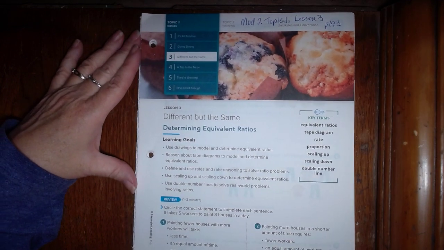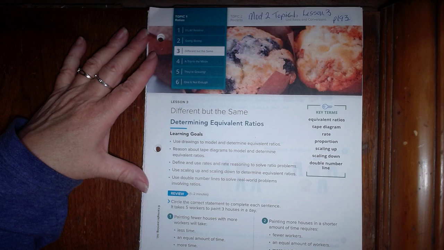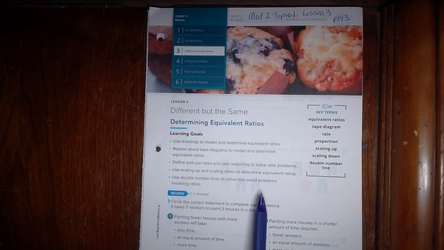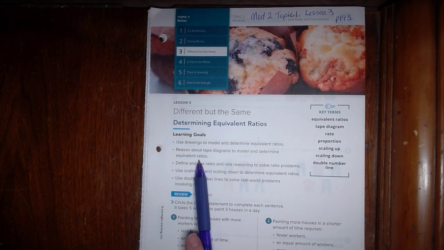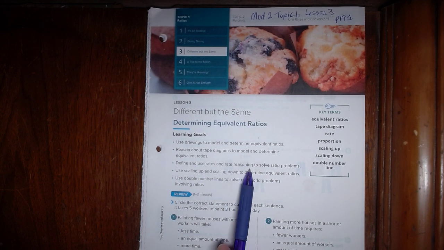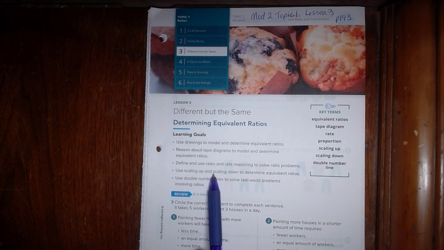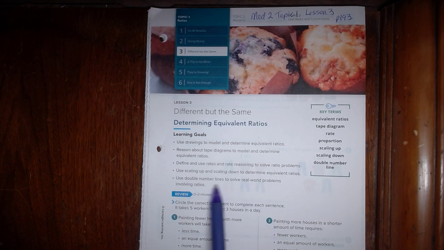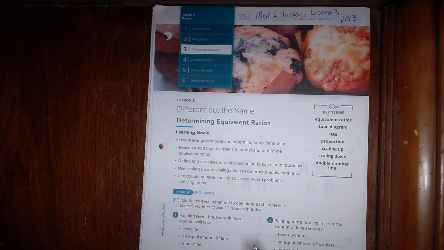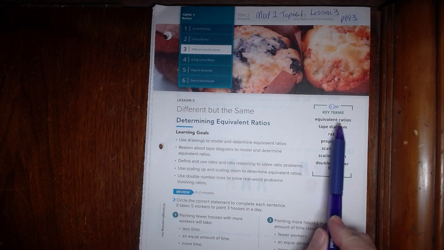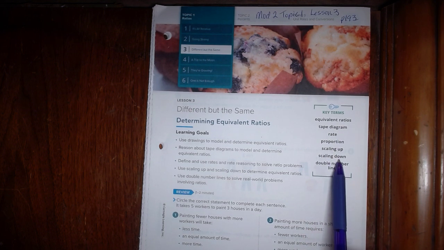Different but the same, determining equivalent ratios. So our learning goals: to use drawings to model and determine equivalent ratios, reason about tape diagrams to model and determine equivalent ratios, define and use rates and rate reasoning to solve ratio problems, use scaling up and scaling down to determine equivalent ratios, use double number lines to solve real-world problems involving ratios. I know a lot of you are already doing all of these things in Mathia, so if you're having any issues with that, hopefully after this lesson, that will be a little bit more clear for you. Terms: equivalent ratios, tape diagram, rate, proportion, scaling up, scaling down, and double number line.